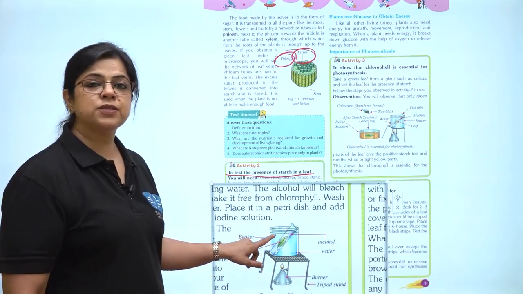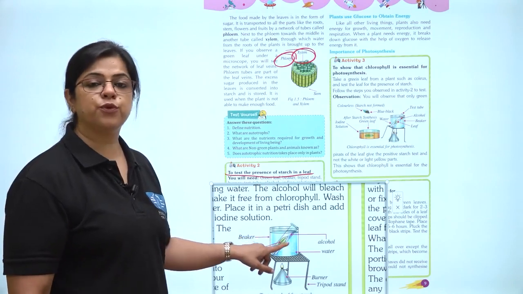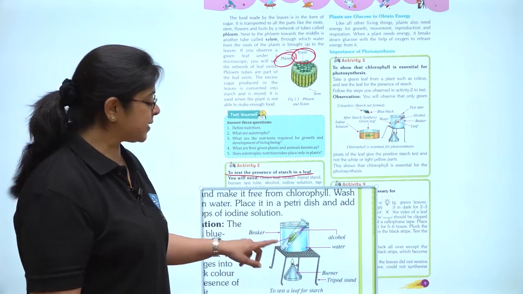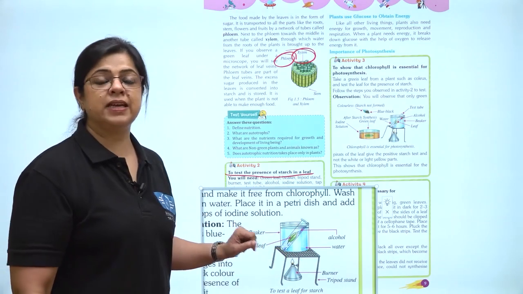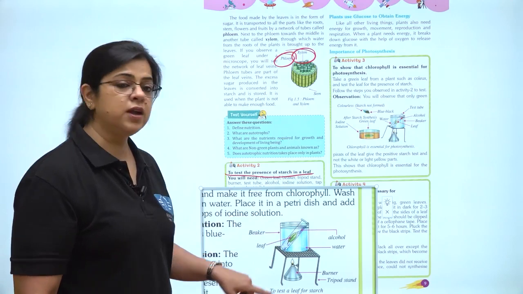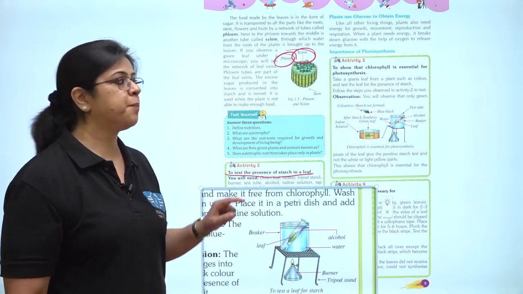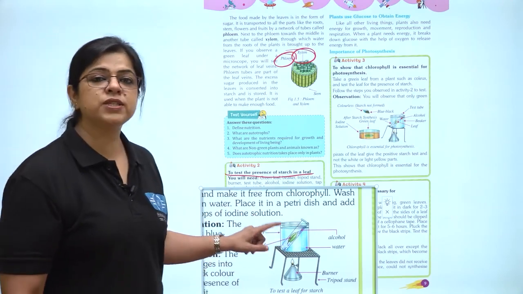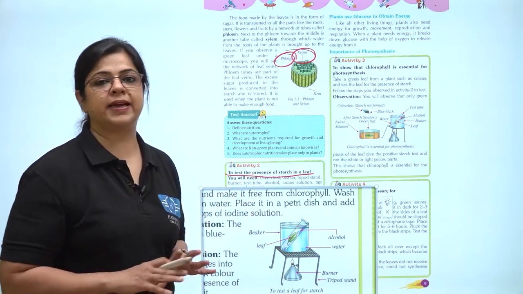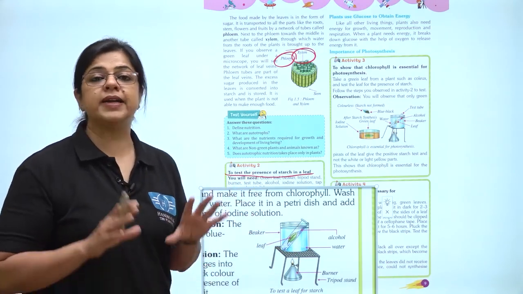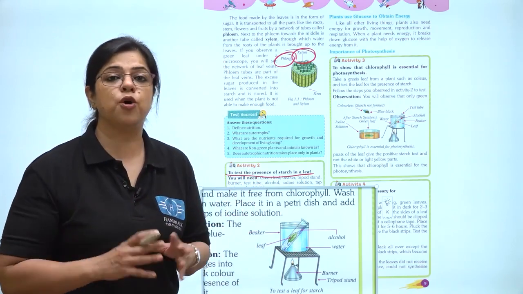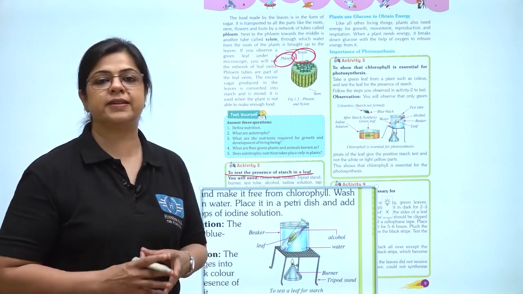The beaker is full of water and the test tube is full of alcohol. We place a leaf inside the test tube. This alcohol bleaches the leaf. That means it removes all the green color of the leaf. Later on, when this leaf is taken into a petri dish and iodine is added to it, the entire leaf turns blue-black in color. This blue-black color indicates the presence of starch. Starch is the form of food that is stored inside the leaf.